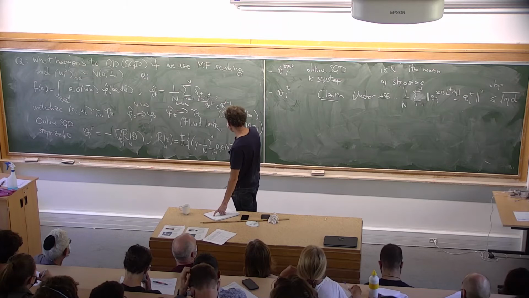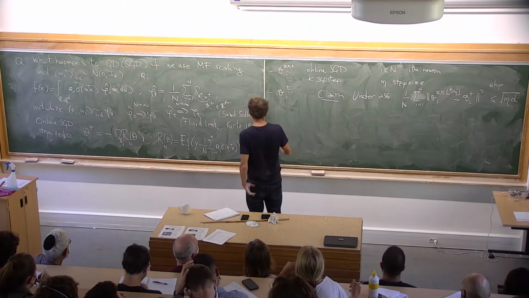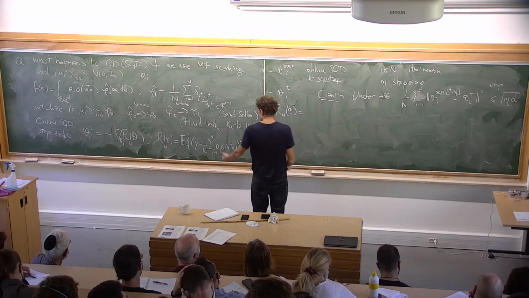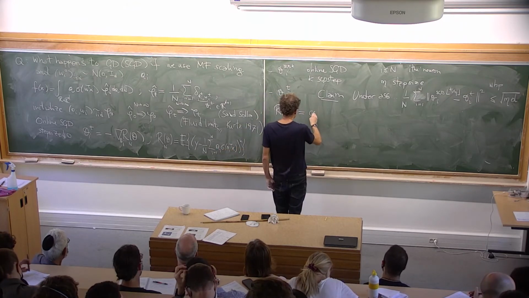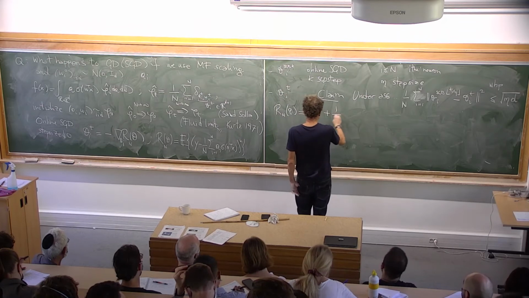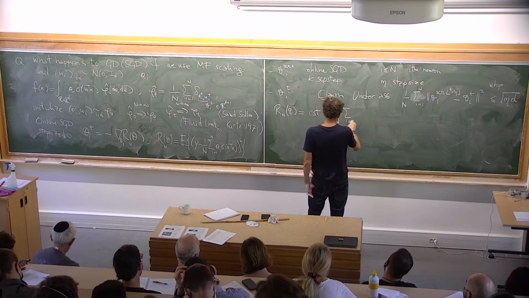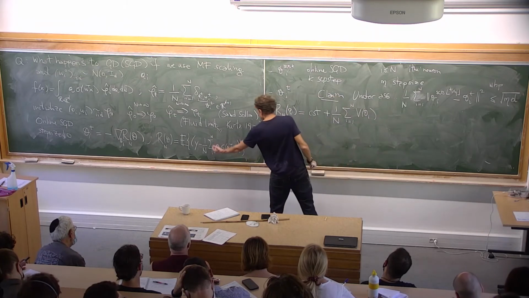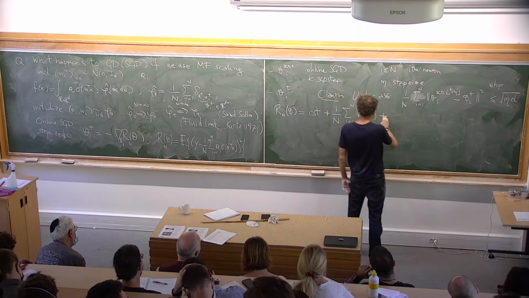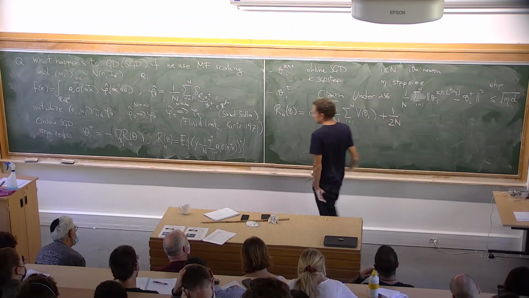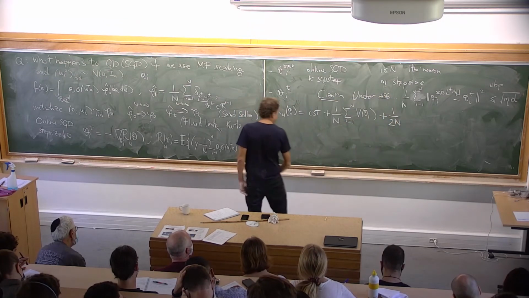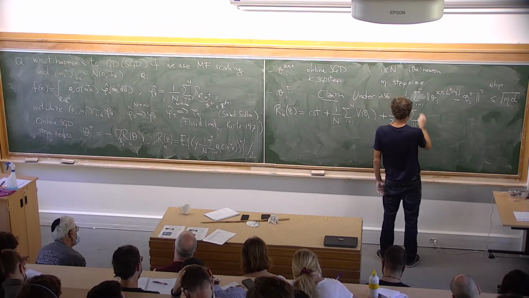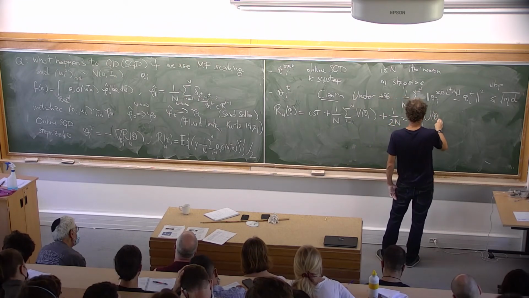Now we can write this risk by expanding the square: it is a constant plus 1 over n, sum over i from 1 to n, of V of theta_i. This is the cross product here. Then there is plus 1 over, let's say I put a 2 here, sum over i,j from 1 to n of U of theta_i, theta_j.